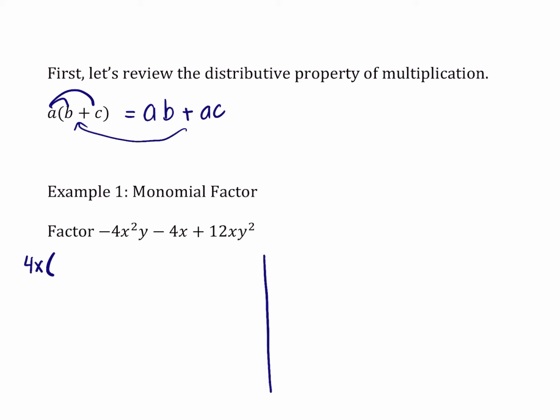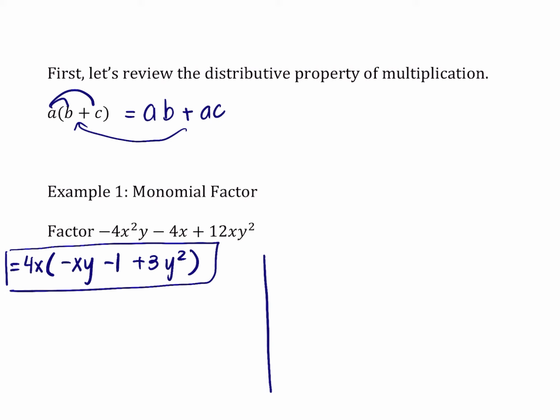So I can factor out that 4x like I said, and the interior is just going to be basically divide each of the terms by 4x. So negative 4x squared y divided by 4x gives us negative xy. Negative 4x divided by 4x is negative 1, so we have minus 1. 12xy squared divided by 4x gives us 3y squared. So that's actually one example of a possible answer.